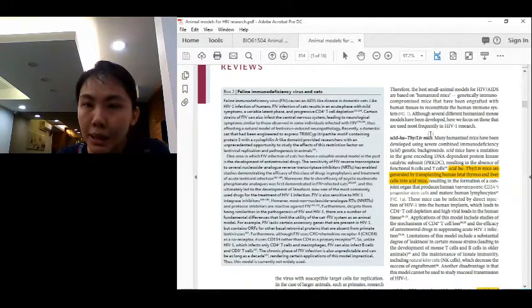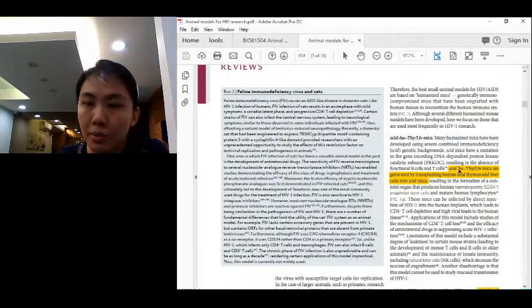Basically, it means that they are using severe combined immunodeficiency genetic background mice. SCID refers to severe combined immunodeficiency mouse, where they have a mutation in the gene encoding for DNA-dependent protein kinase catalytic subunit, resulting in the absence of both functional B cells and T cells. That's why they have the name severe combined. They do not produce any functional B cells or T cells in these animals.